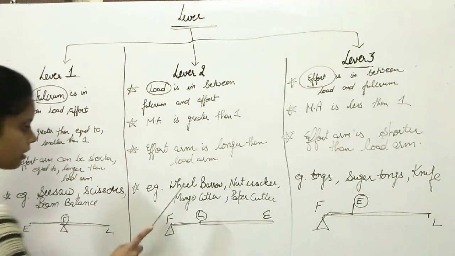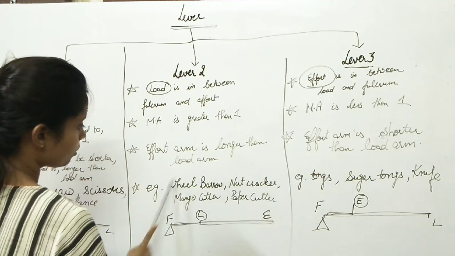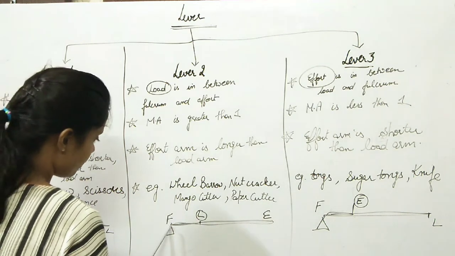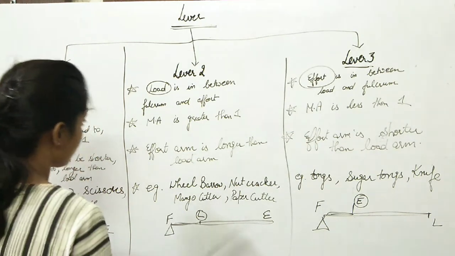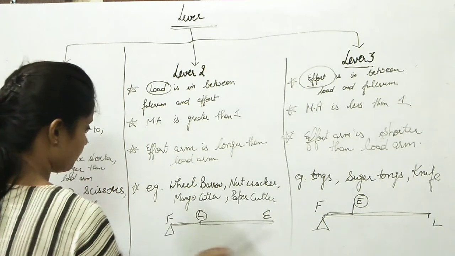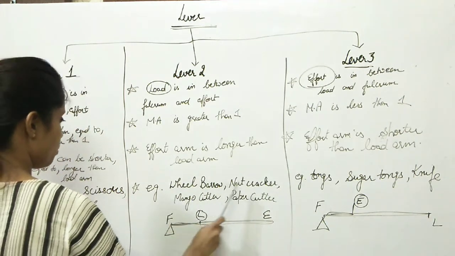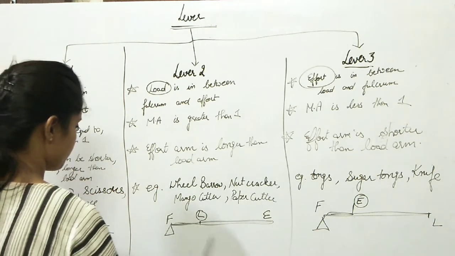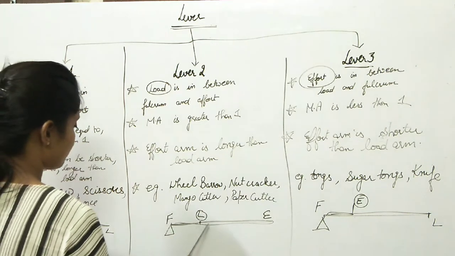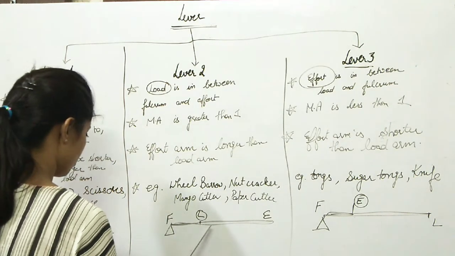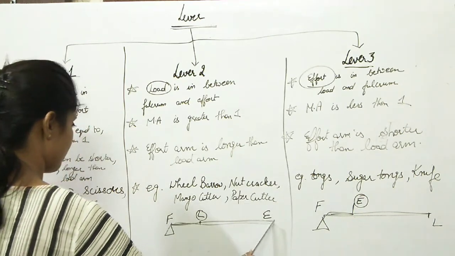Next, wheelbarrow or nutcracker, mango cutter, paper cutter, all. Here the fulcrum is at the side where they are joined, the load is kept at the center, and the effort we have to press at the end. So wheelbarrow and nutcracker are of this type. Joined at the end is the fulcrum, anything to be cut is placed in the center, that is the load, and effort means we apply force or press at the end.